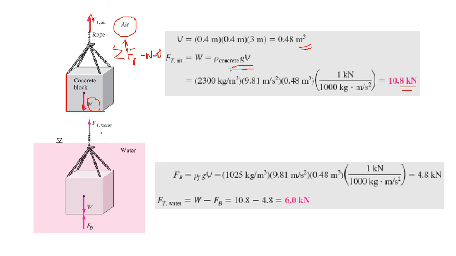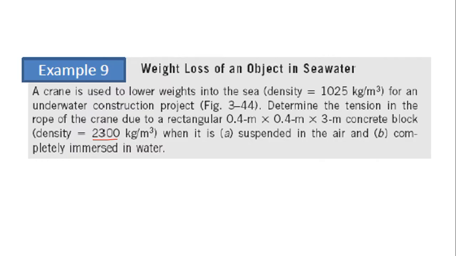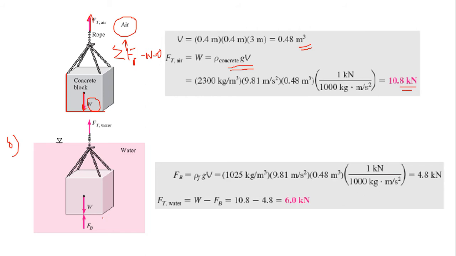And this is B. When the concrete is fully immersed in the water, they give you sea water. So be careful with this, because they say in the sea, and the density of the sea water is 1025.